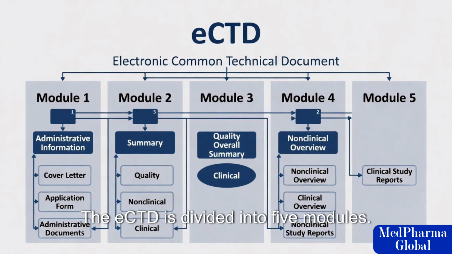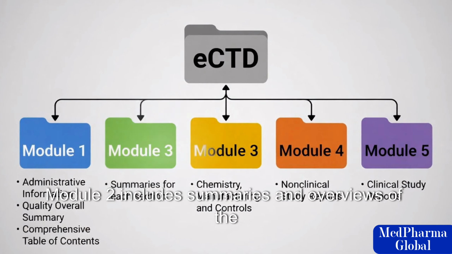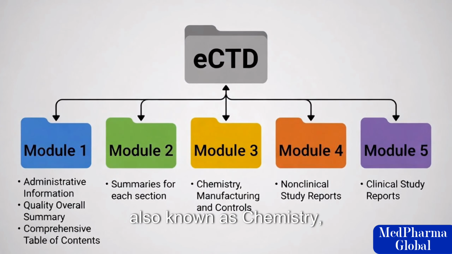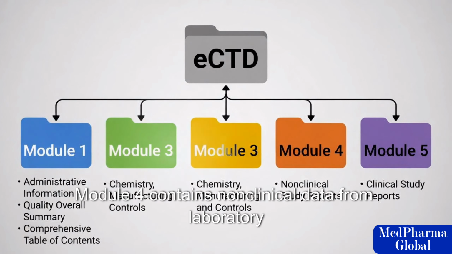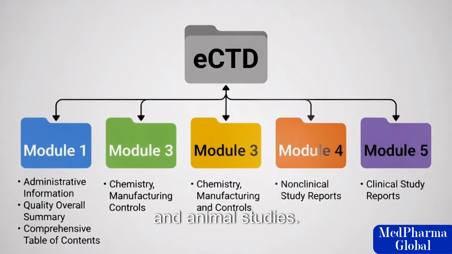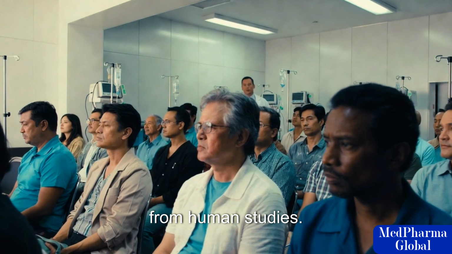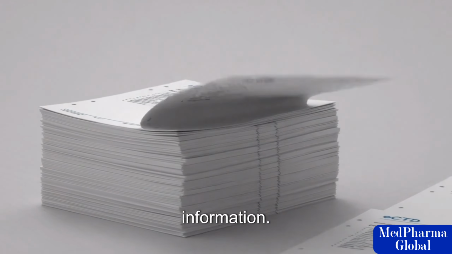The eCTD is divided into 5 modules. Module 1 contains regional administrative information. Module 2 includes summaries and overviews of the entire application. Module 3 focuses on quality, also known as chemistry, manufacturing, and controls. Module 4 contains non-clinical data from laboratory and animal studies. And Module 5 presents clinical trial data collected from human studies. Each module contains thousands of pages of critical information.